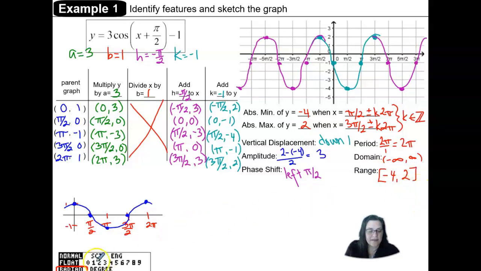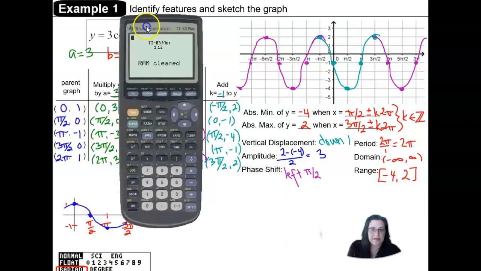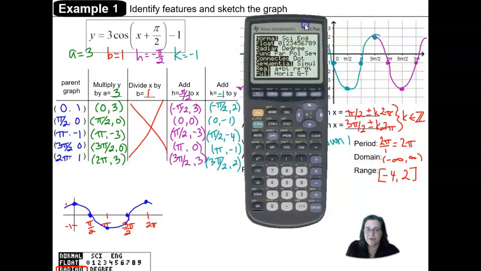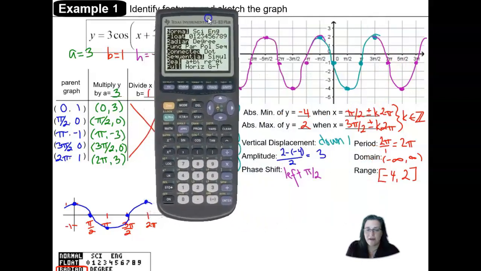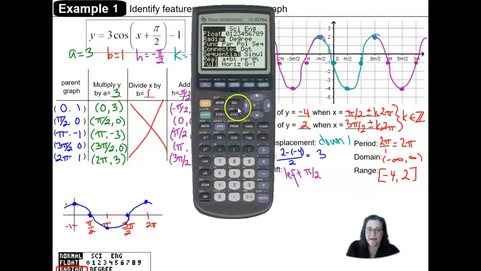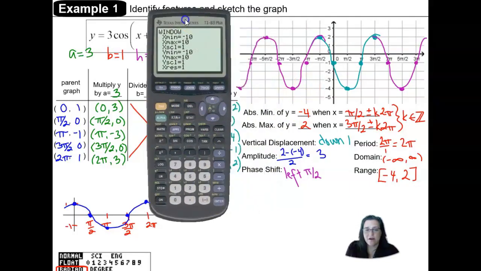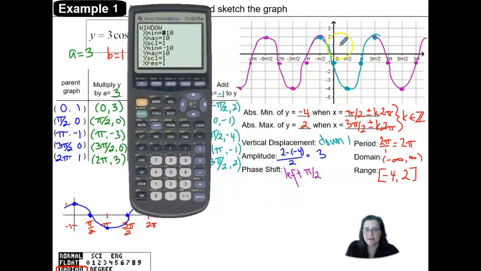Okay, then let's use a calculator to go ahead and check this graph and see how we did. So in your calculator, you want to go to the mode and make sure that you're in radian mode, since our graph here has a scale in radians. And then we're going to go to the window button, and we're going to change our grid to match the grid that's on our coordinate plane.